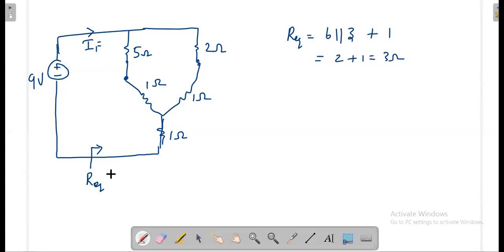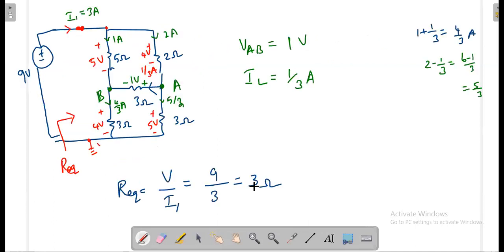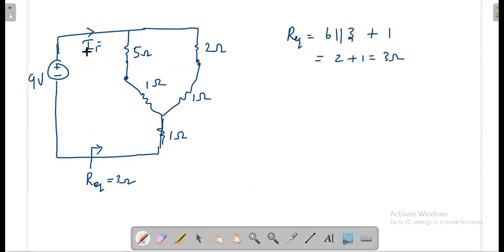So what R equivalent am I getting? Just 3 ohm. Yes, I am getting the same answer, because here also I got R equivalent equal to 3 ohm. Next, once R equivalent is 3 ohm, I can calculate I1, because I know the entire resistance of this network. I1 is equal to 9 volt divided by R equivalent. 9 divided by 3 means 3 ampere.